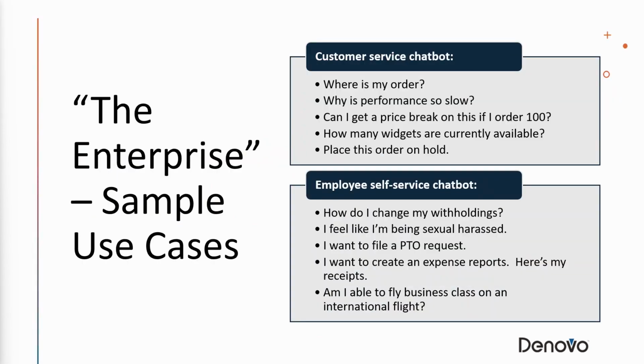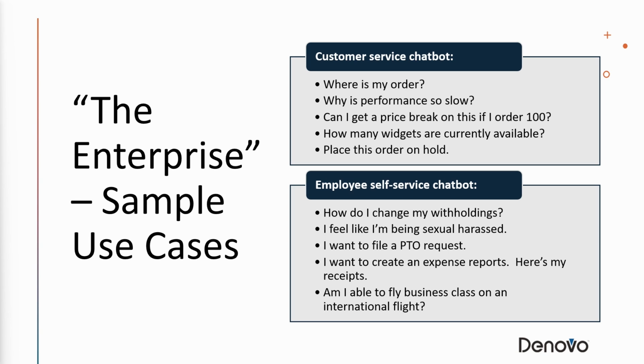So on the enterprise side, what are some of the exciting use cases? Well, we heard about MRP the other day within JD Edwards, and I'll have to tell you, I was totally geeking out on that. That was some pretty cool stuff. Some other ones though with large language models: asking it questions like, where's my order? Why is my performance so slow? Can I get a price break if I do an order at a quantity of 100? How many widgets are currently available? Place this order on hold.